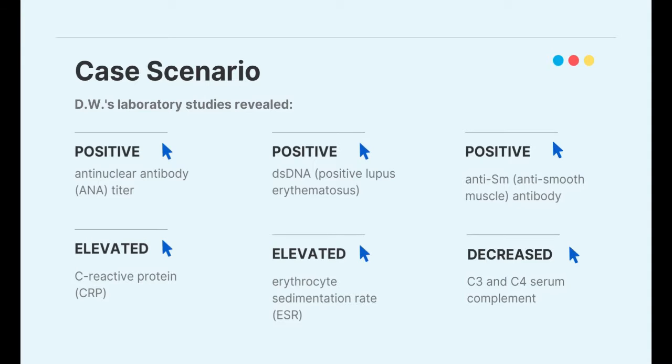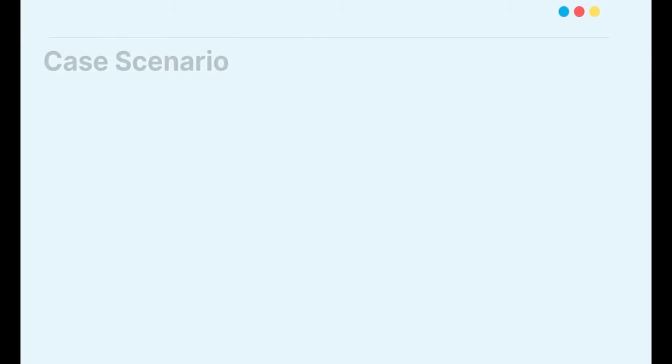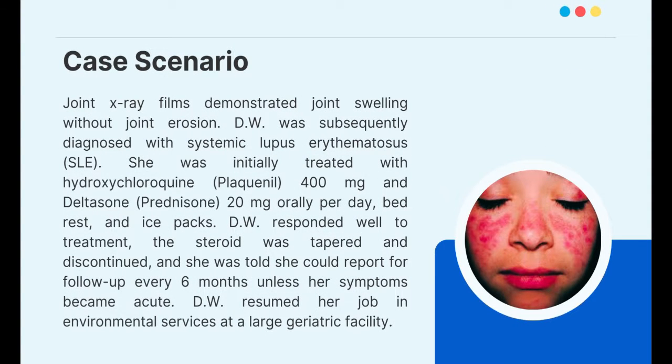Laboratory studies revealed that DW had a positive antinuclear antibody (ANA) titer, positive dsDNA or positive lupus erythematosus, positive anti-SM or anti-smooth muscle antibody, elevated C-reactive protein (CRP) and erythrocyte sedimentation rate (ESR), and also decreased C3 and C4 serum complement. Joint X-ray films demonstrated joint swelling without joint erosion. DW was subsequently diagnosed with systemic lupus erythematosus, or SLE.